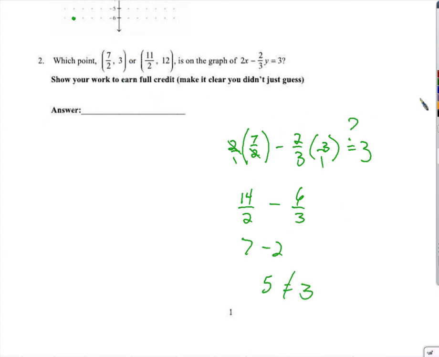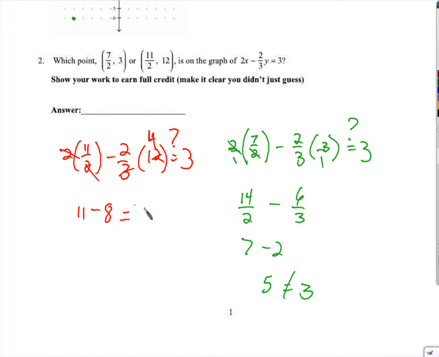Let's try it for 11 halves comma 12. So 2 times 11 halves minus 2 thirds times 12. Does that equal 3? The 2's cancel each other, or 22 over 2 will simplify to 11 anyway. Minus, the 3 cancels with the 12, that leaves a 4. Okay, 4 times 2, that's 8. 11 minus 8 is indeed equal to 3. So 11 halves comma 12 is a point on the line.